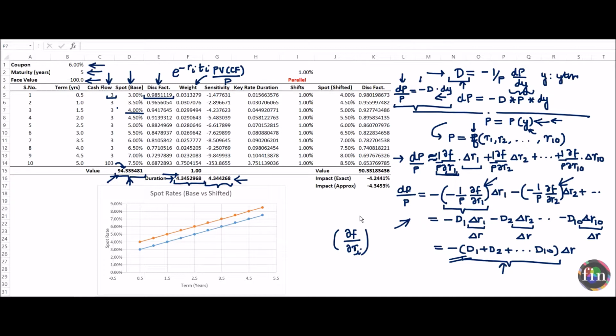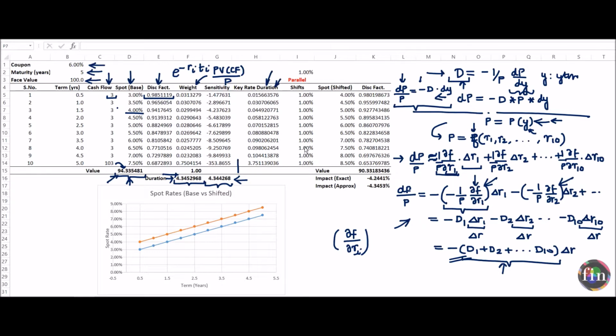And actually why is it not exactly equal? It should have been exactly equal in this case, but it's not exactly equal because the sensitivities here are computed using the numerical route, not the analytical route. That's why they are very close but not exactly equal. That's about the calculations till this point. Now, what is the key rate duration? Simply take this sensitivity, that's this part, divide by price and negate it. You will get the key rate duration.